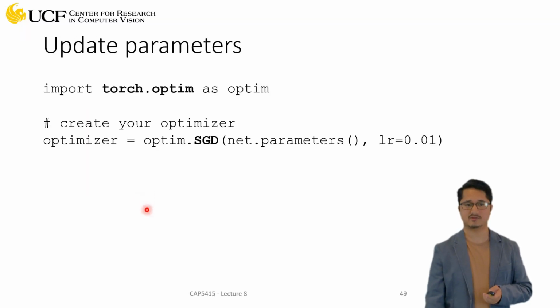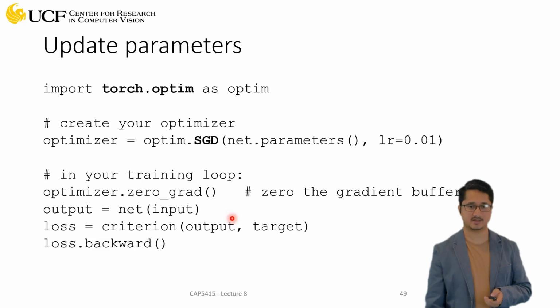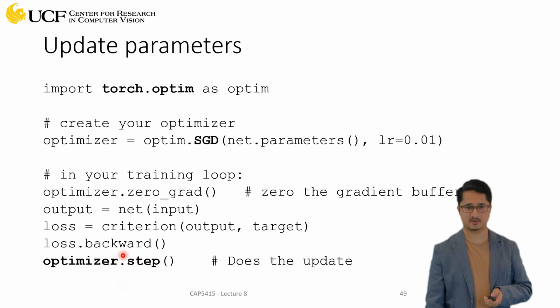And again, once you have computed the gradient, then you just update all the gradients. And again, it's a simple one line. It's optimizer.step. Okay, so let me quickly go through this.